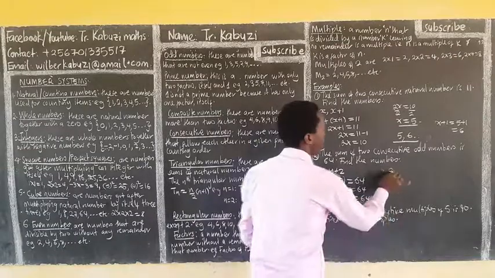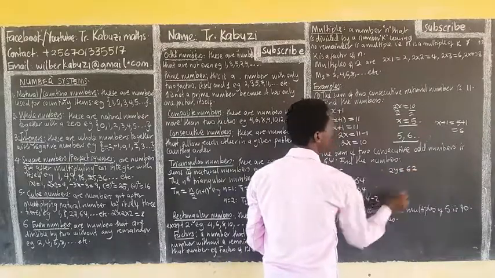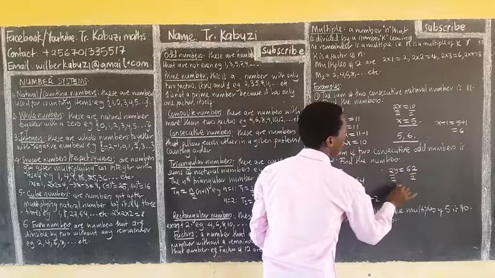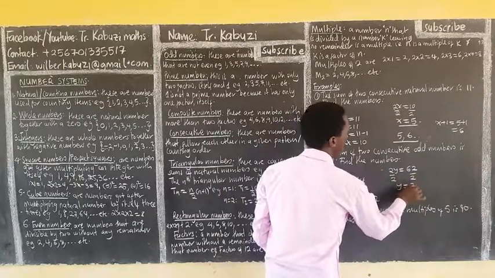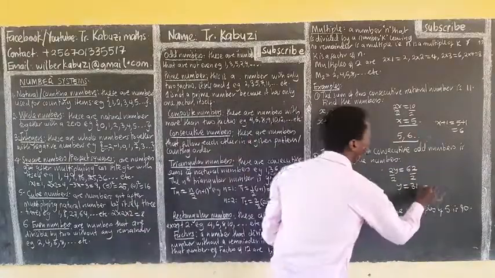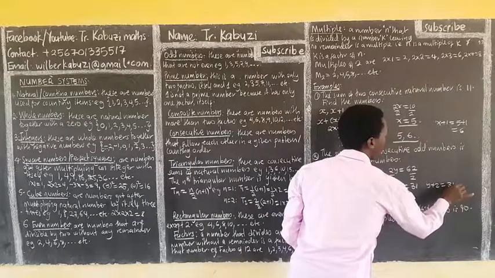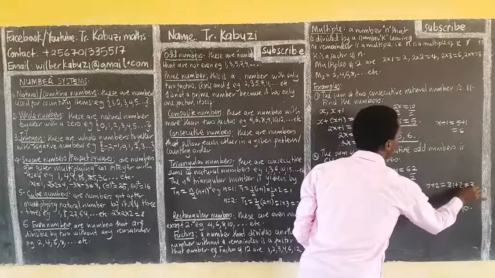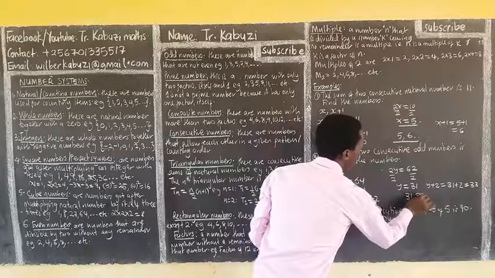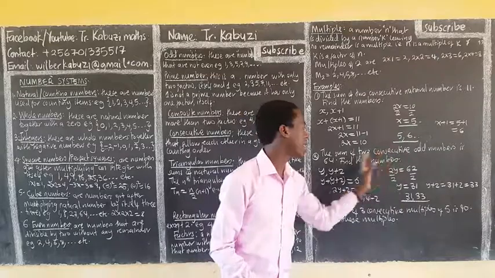So from here, our 2y is equal to 62. Divide through by 2, our y becomes 31. So if the first is 31, can we get the other? It was y plus 2, which is 31 plus 2, which is 33. So the numbers are 31 and 33. They are odd, and when you add them, you get 64.